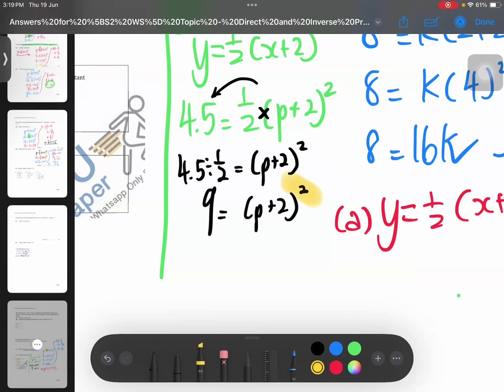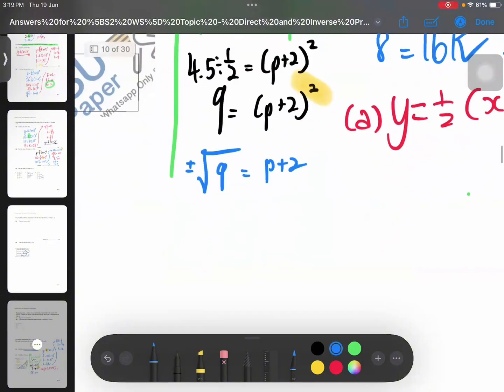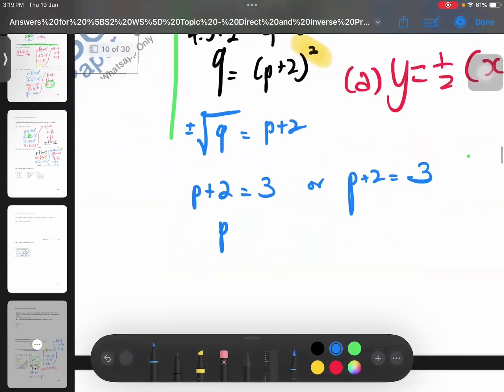Now, obviously, in order for me to remove the 2, what do I have to do? I have to square root 9. Am I making sense? Plus minus equals p plus 2. Is this something that you can understand? All right, then from here itself, all you need to do really is to say that p plus 2 is equal to 3, or p plus 2 is equal to minus 3. Do you understand or don't understand? All right, so p is equal to 3 minus 2, so p is equal to 1. That is the first part.